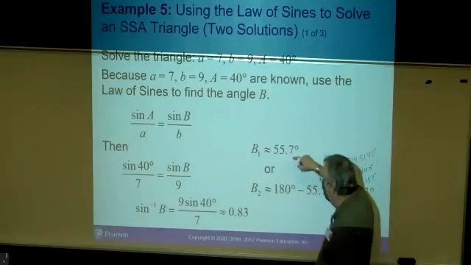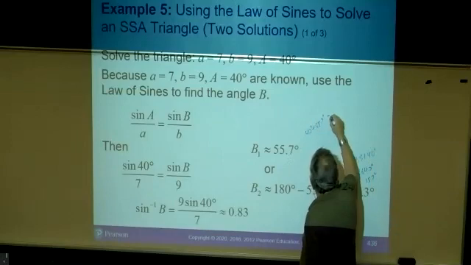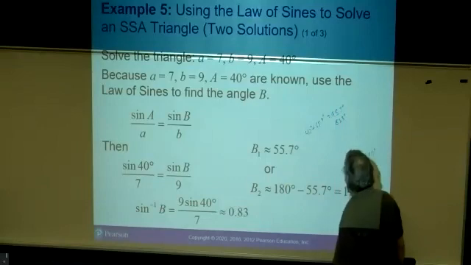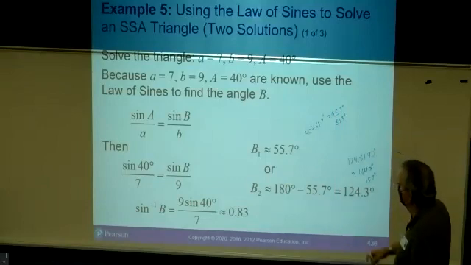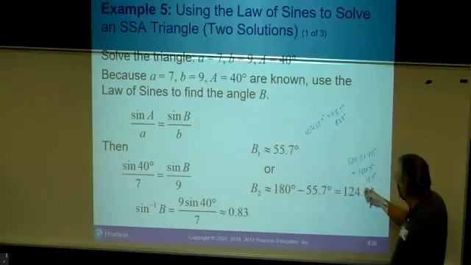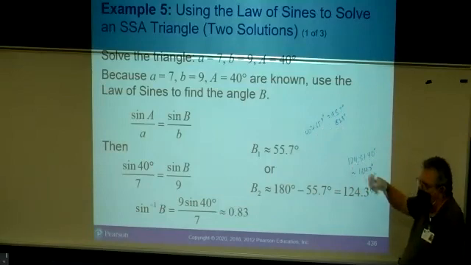And with this one, I do the 40 plus the 55.7, which gives me 95.7 degrees. And so that means an 83.3 degree angle is needed. So this one is an acute triangle, and this one will be an obtuse triangle because I have one angle greater than 90.